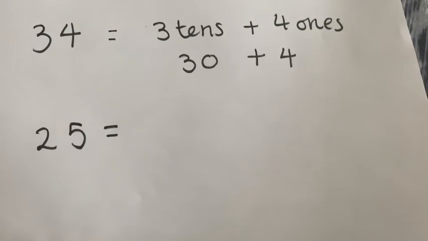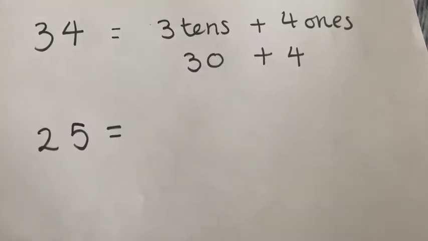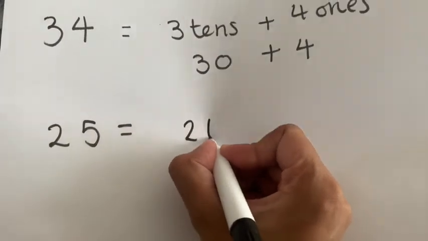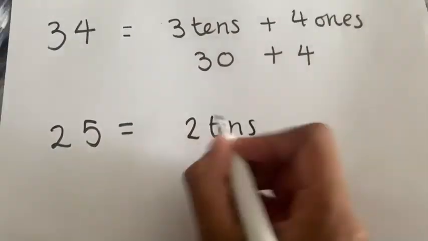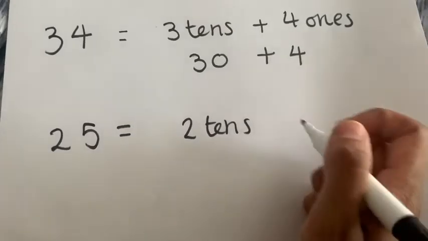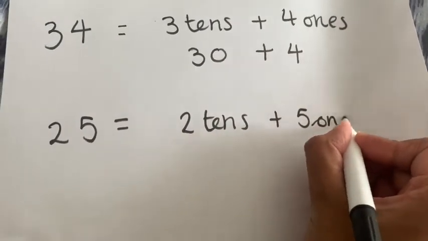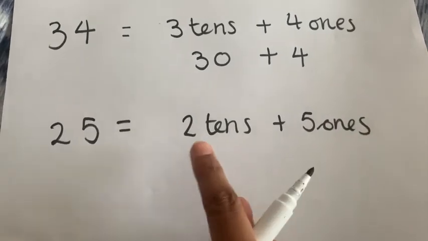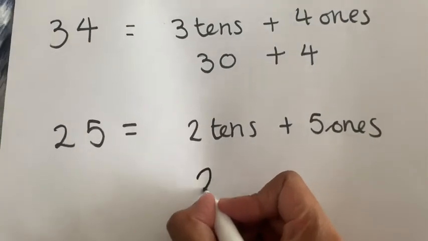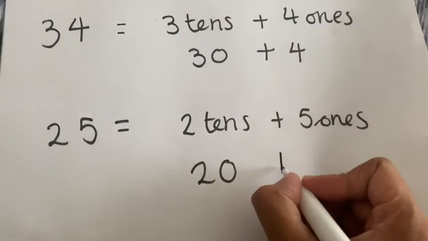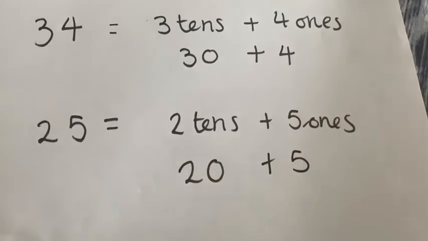What's 25 the same as? 25 we can partition into 2 tens. There's 2 tens and it has 5 ones. 2 tens we know the same as 20 and 5 ones the same as 5.